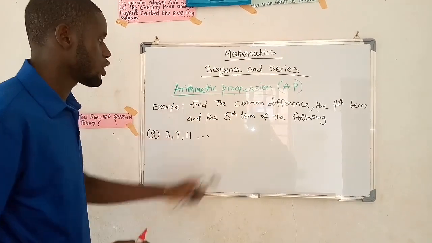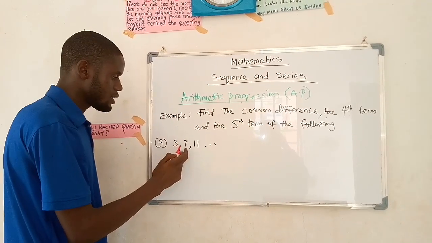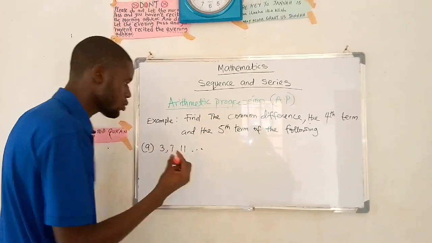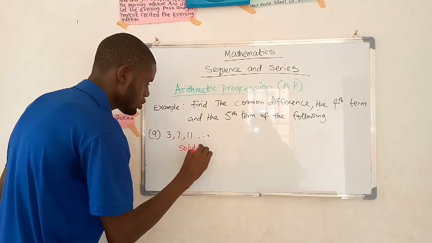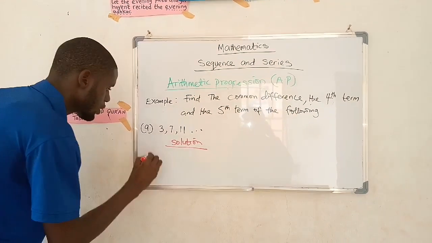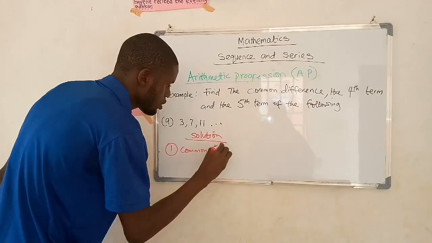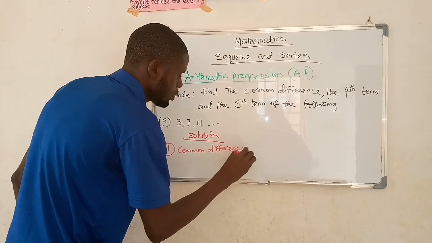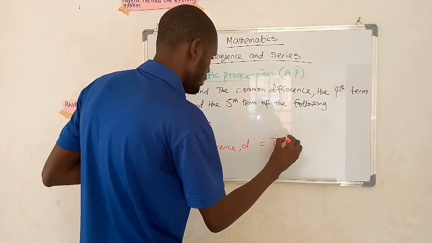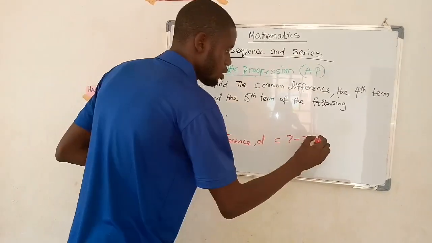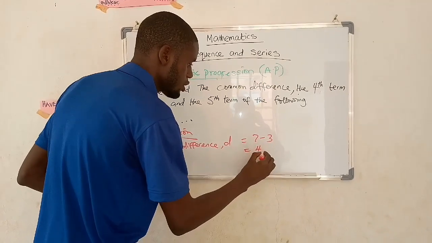Now let's solve each one after the other. We are going to look for the common difference. That's the first thing. So you just take any of it, this minus this. So we just say common difference solution. For the first one, common difference d is equal to 7 minus 3, or you say 11 minus 7. So the common difference is 4.